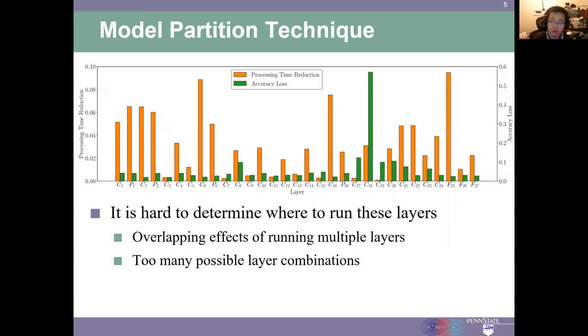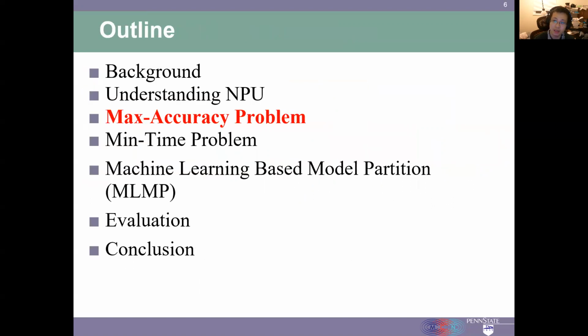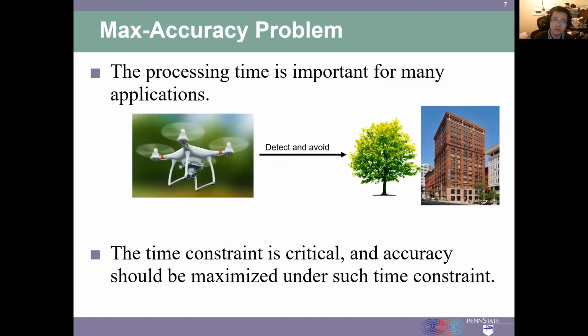Moreover, a DNN model usually consists of dozens or even hundreds of layers, and there are many possible layer combinations in it. And it is also impractical to try all the layer combinations and find the best one. To address this problem, we studied 2 different problems in model partition. The first one is called the max accuracy problem, where the processing time is more important for some applications. For example, a flying drone needs to detect and avoid the trees and buildings in real time. In these cases, we should maximize the accuracy under strict time constraint.